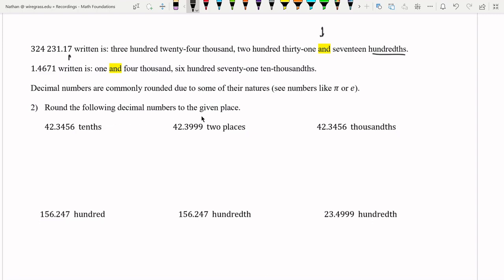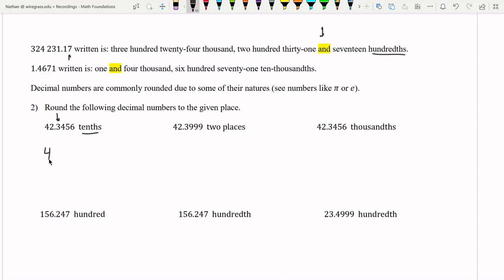So we're going to round these decimal numbers to the given place value. We want the tenths here. The tenths is the first space after the decimal point, which is going to be right here on the 3. So this is our rounding digit. We're going to look at the 4 and ask, is this 5 or greater? No, it's not. So we're not going to round that up.